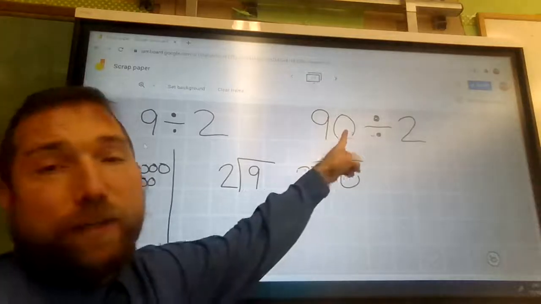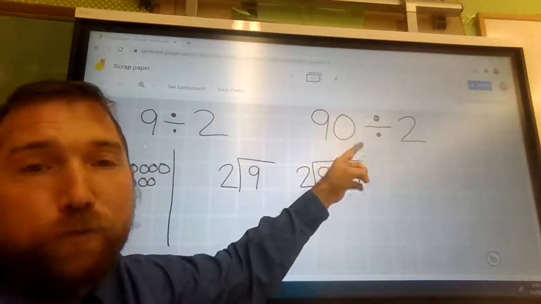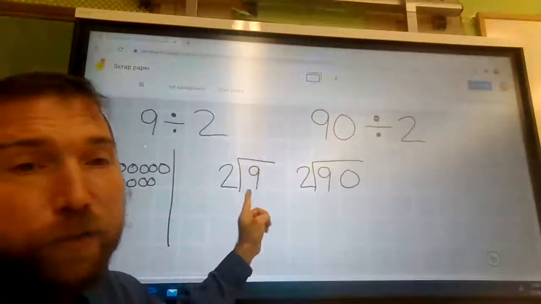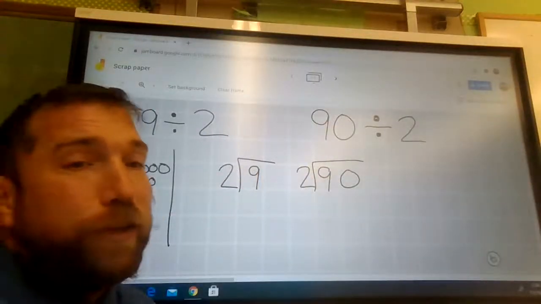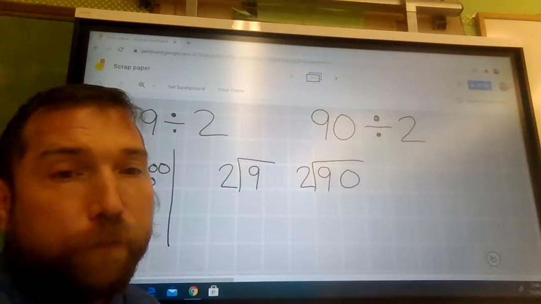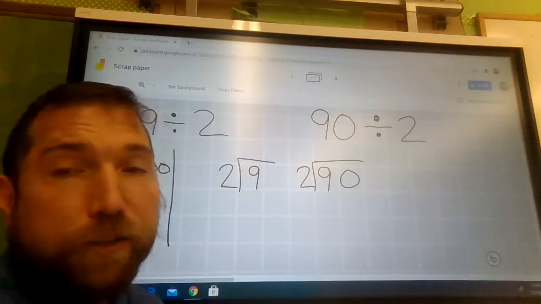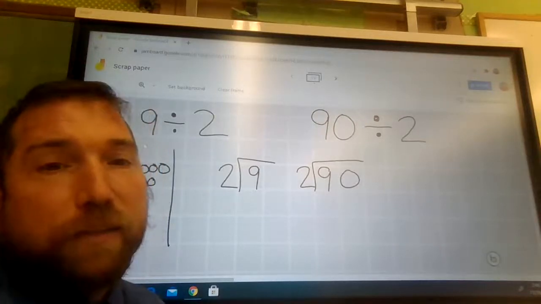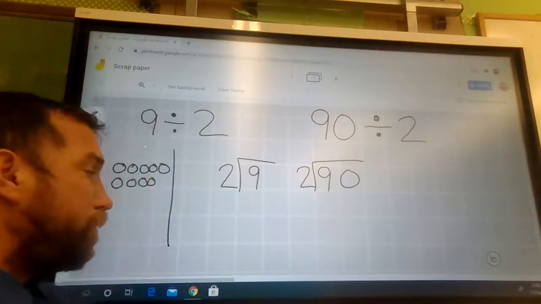And a lot of you will look at this one and say 90 divided by 2, that's really hard. Okay? If you can do 9 divided by 2, 90 divided by 2 really isn't much harder. It is a little bit harder because there's just a few extra steps involved, but the basic idea and the basic understanding is the same.